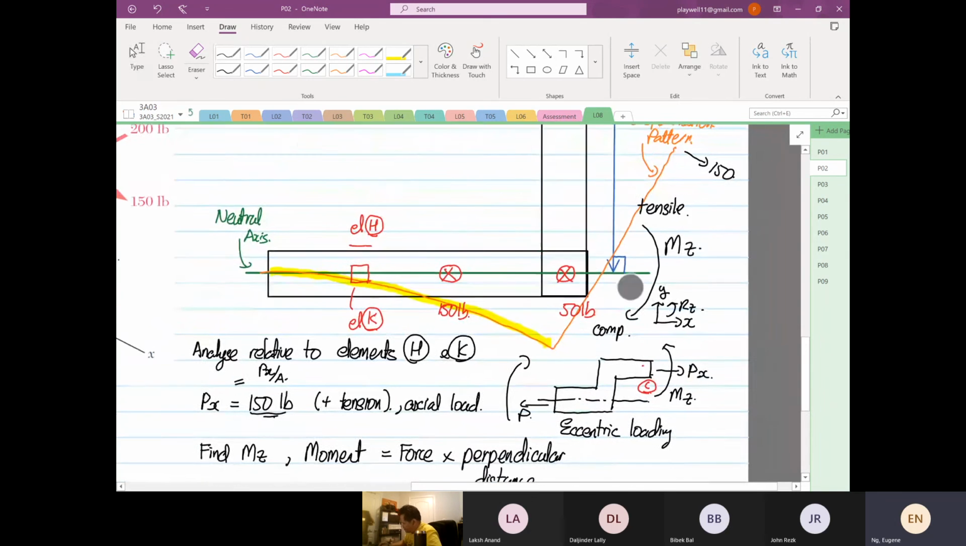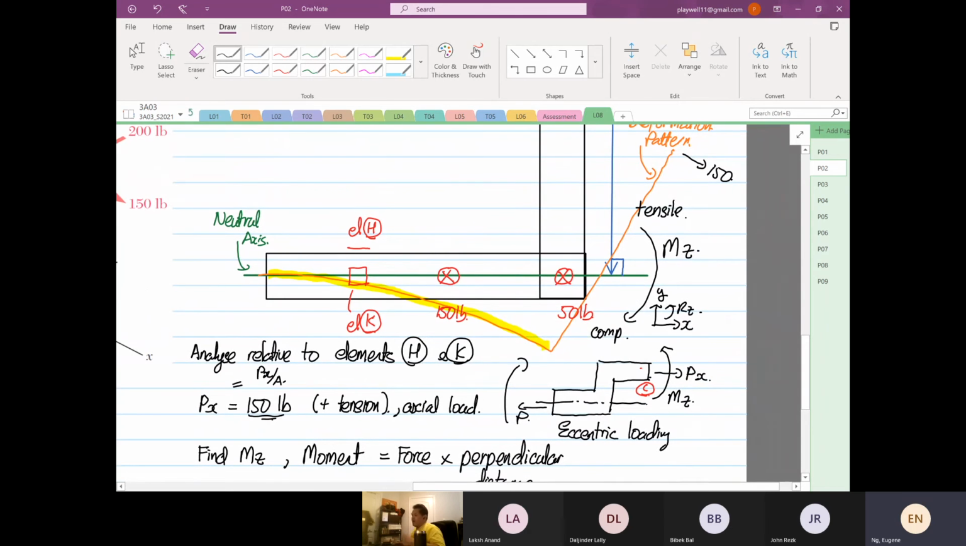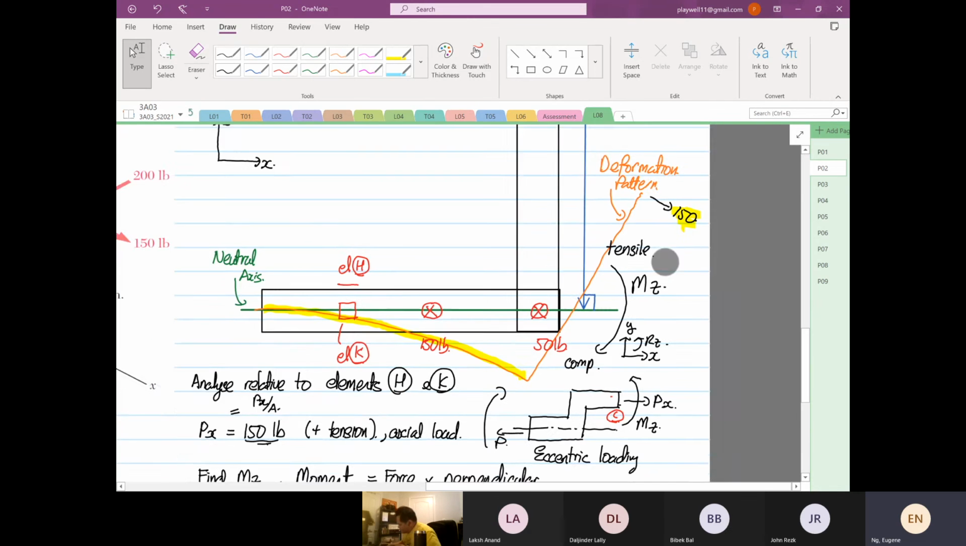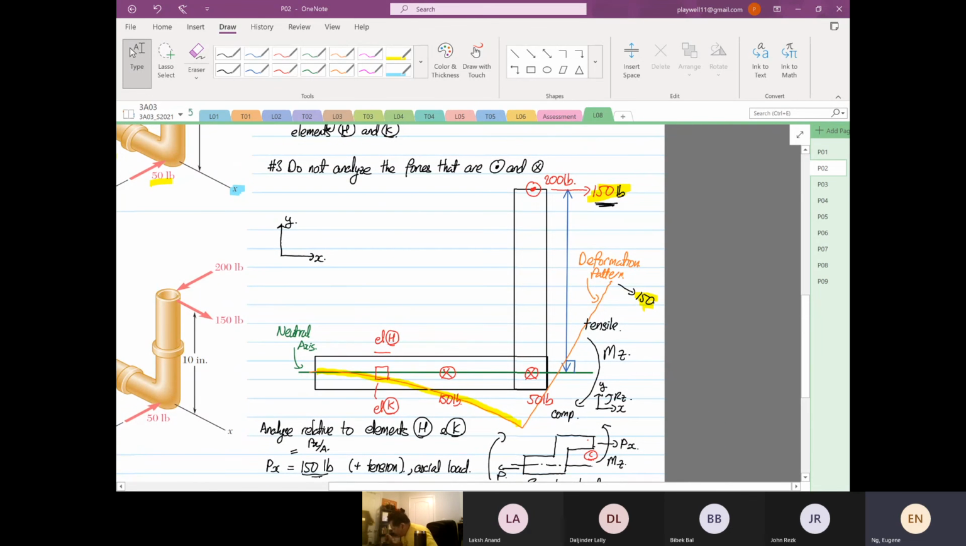For this case, you can see based on the neutral axis, we're highlighting yellow is sad face, due to the 150 pounds. So we classify it as bending moment. Now, once we see over here, any other forces to analyze? The answer is no. Why? Because at this view, looking at the XY plane, we only need to analyze the arrow. The dots and the cross, do not analyze them.